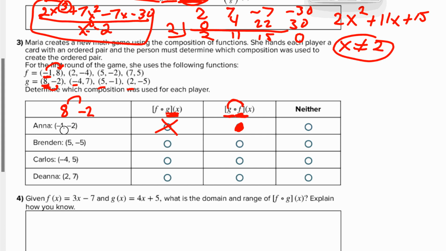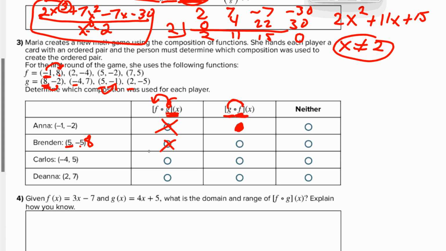Okay, now I do this one. I take 5 and I plug it into g first, right here. So if I plug in 5, I get out a negative 1. And now take that negative 1 and plug it into f. Negative 1, I get 8. So I should get 8, not negative 5. So it's not this one.